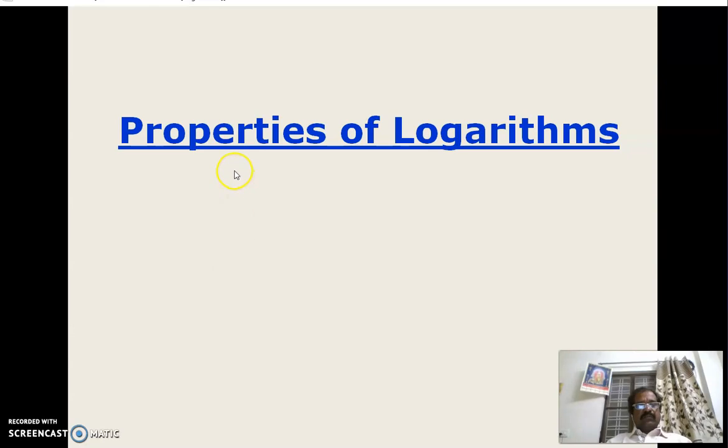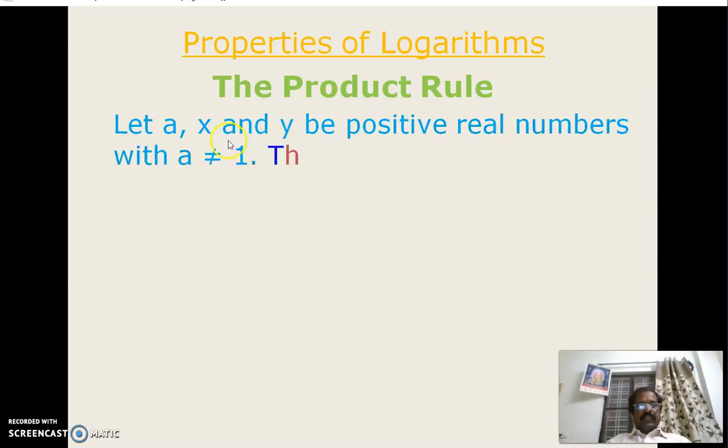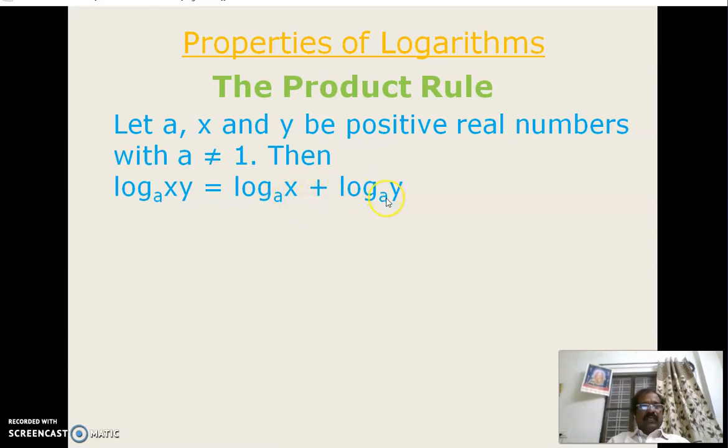In this video, let us discuss properties of the logarithms. First one is the product rule. Let a, x and y be positive real numbers with a not equal to 1. Then log xy to the base a is equal to log x to the base a plus log y to the base a. So let us prove.